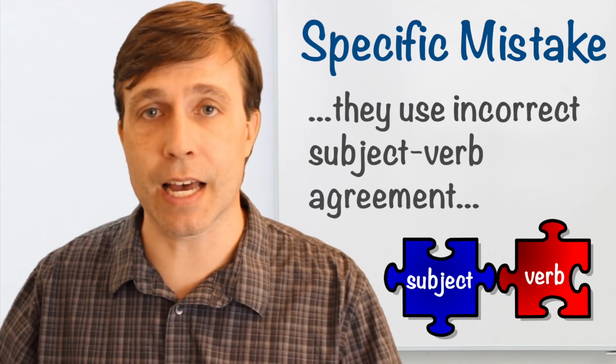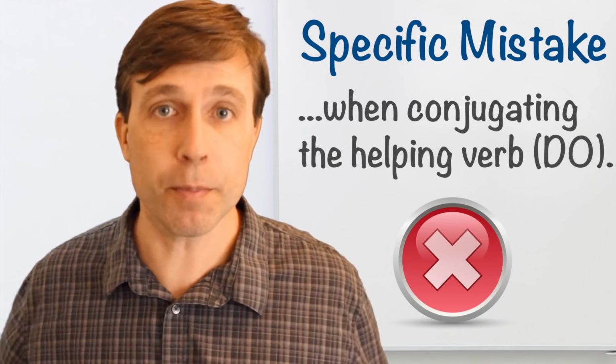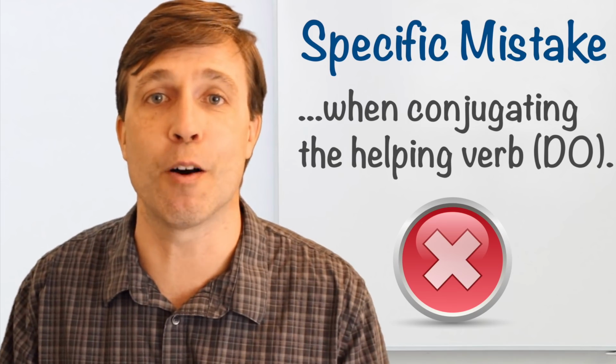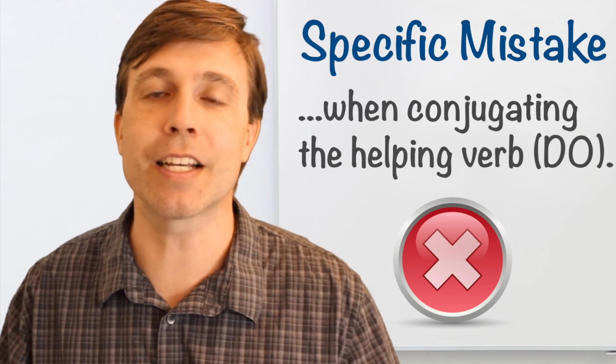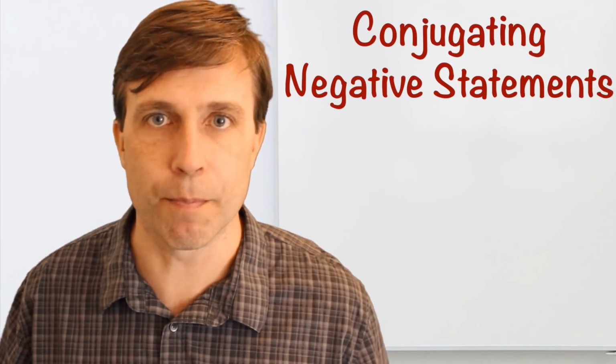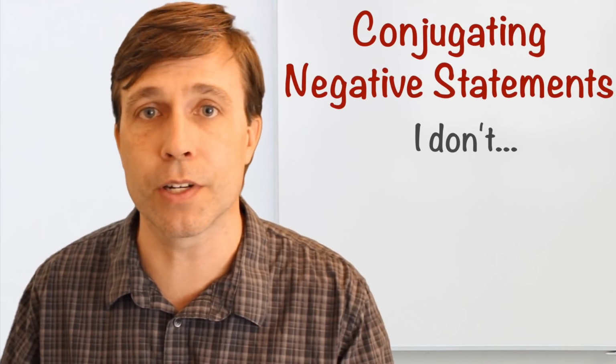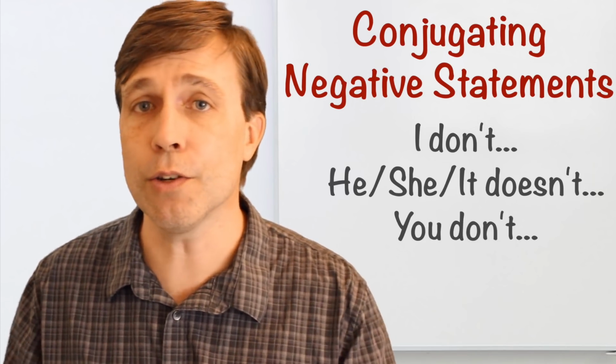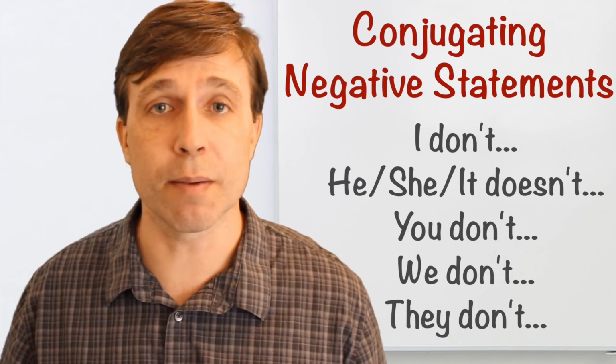So when you want to say a negative statement, if the verb is not to be, then you're going to use the helping verb do. And you would need to conjugate that helping verb based on the subject. If we're talking about the present simple, we can conjugate it I don't, he, she, it doesn't, you don't, we don't, they don't. Simple enough.